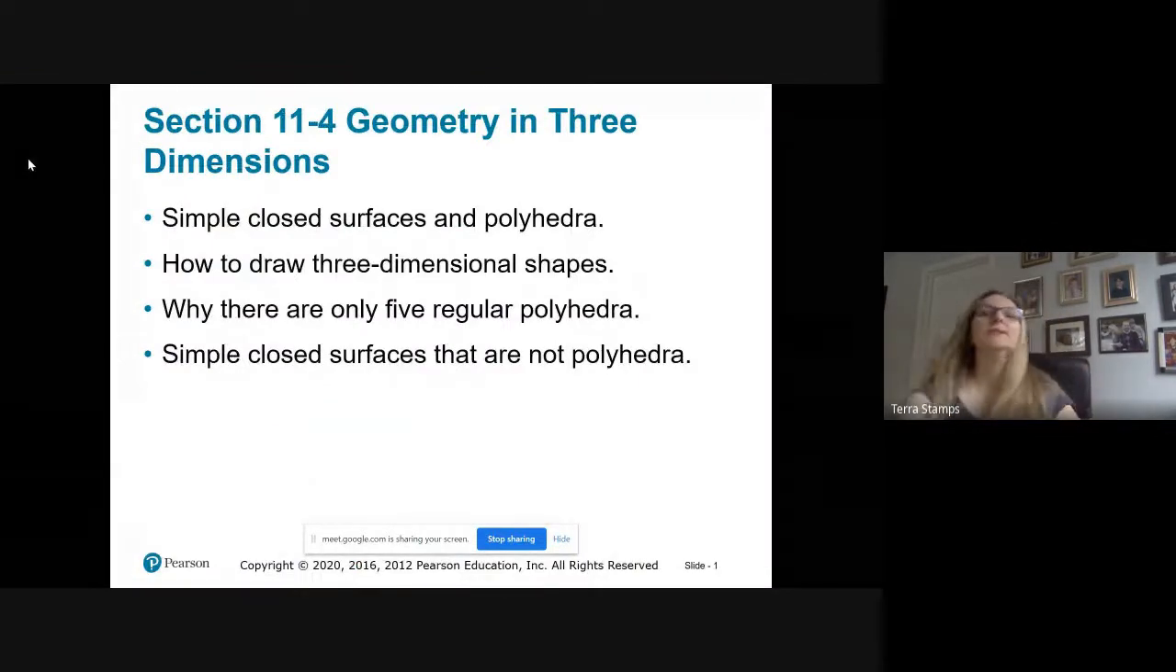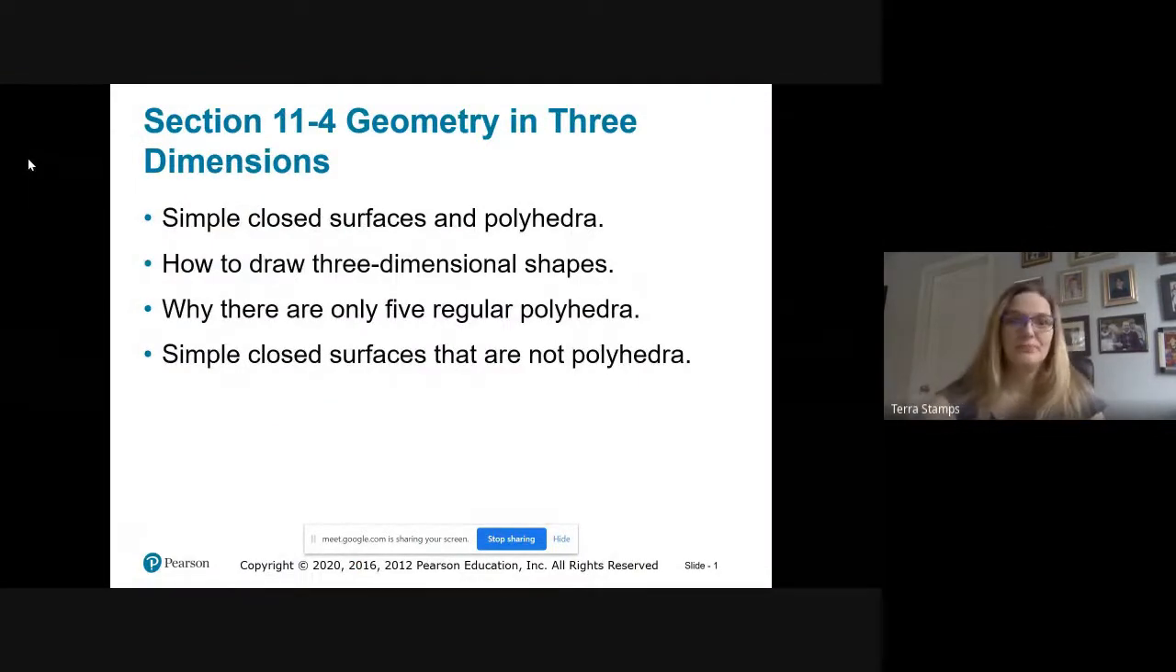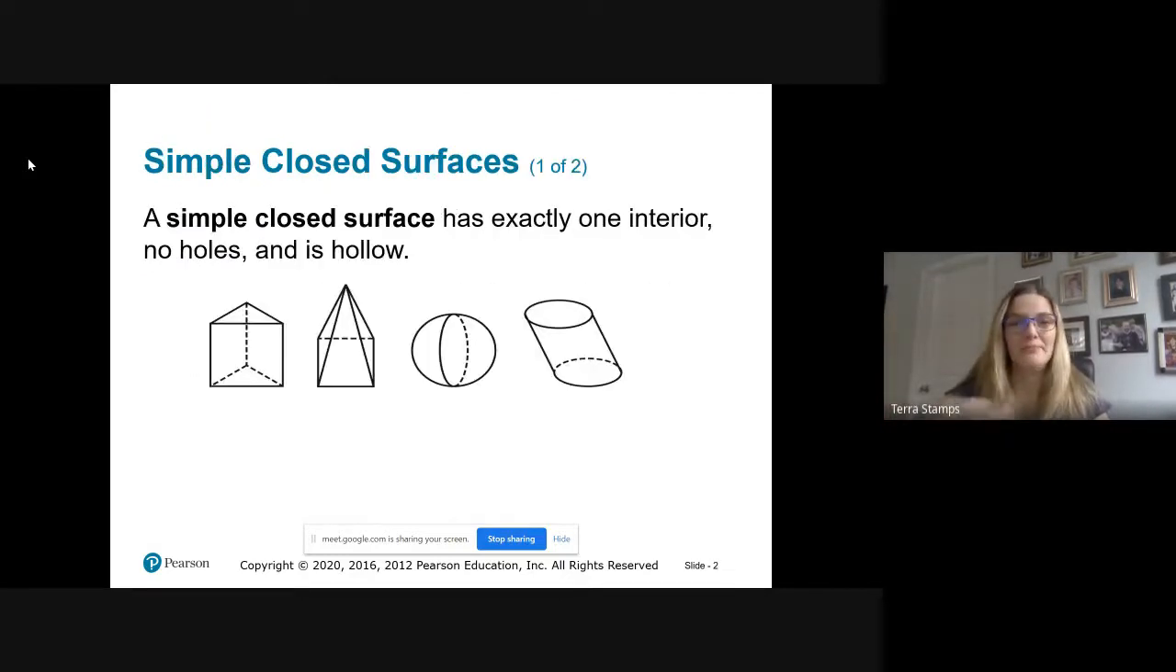All right. So this is three-dimensional geometry. We're going to talk about things like simple closed surfaces, polyhedra, how to draw them, and things like that. So a simple closed surface. We talked about a simple closed curve back a few sections ago. Now we talk about a simple closed surface. It has exactly one interior, no holes, and is hollow.